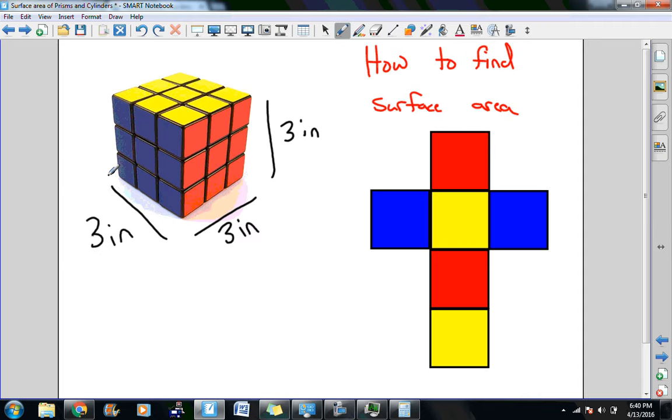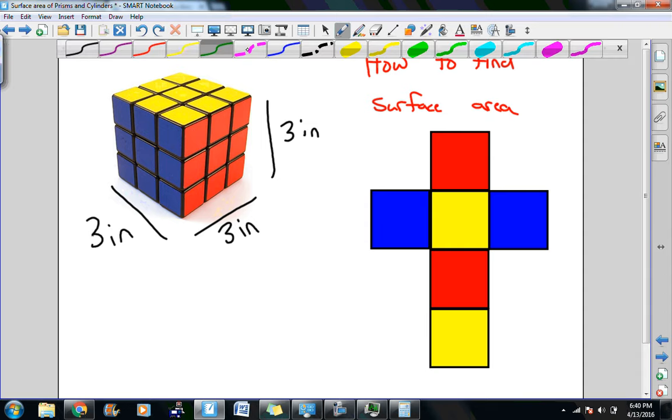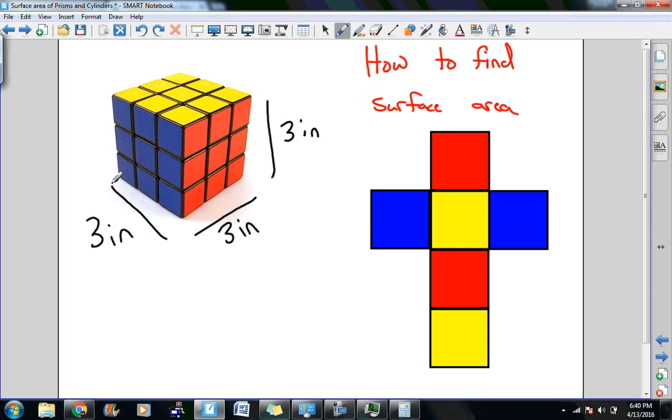So when we look at a Rubik's Cube, which is a cube, we notice that if we're going to find the area of each piece of the color, we can then just add up all of the answers at the end. Well, let's start with blue. I notice the blue is a square with a base of 3 inches and a height of 3 inches. So we know that this is an area of 9 square inches. Well, if that has an area of 9 square inches, the opposite side should also have an area of 9 square inches. Well, red is also a square, should have the exact same area.